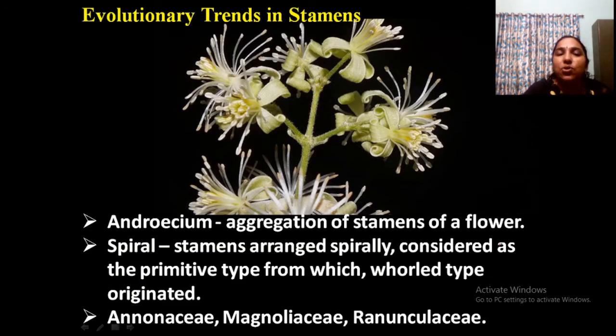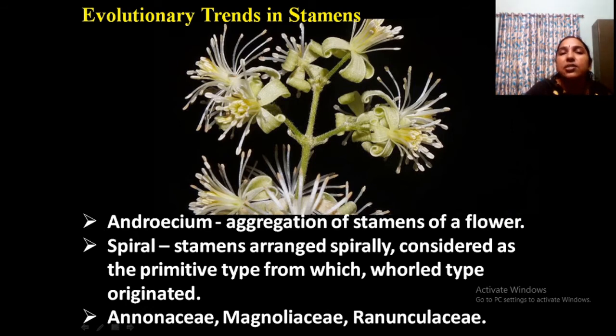Now, evolutionary trend. Androecium is the collective term for the stamens of a flower. They are arranged spirally, stamens in spiral. These arrangements you can see. Spiral arrangement is a primitive type and whorled arrangement originated from spiral arrangement. So, spiral is the primitive type.